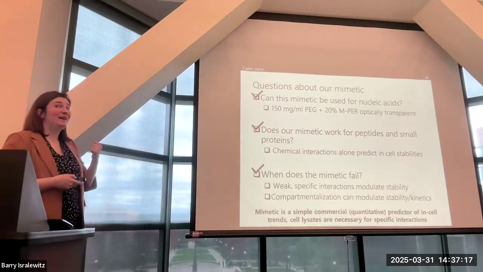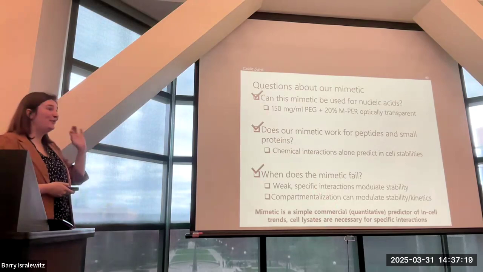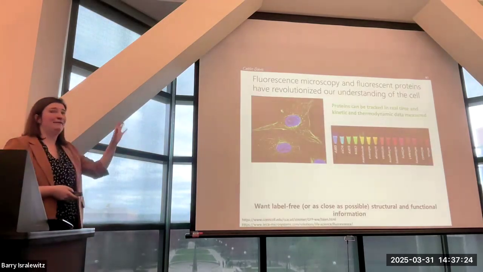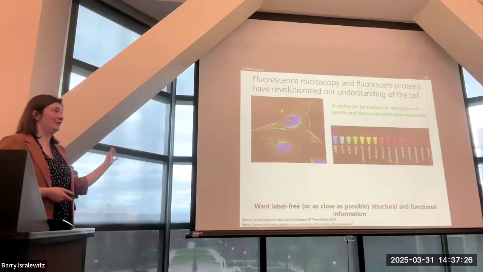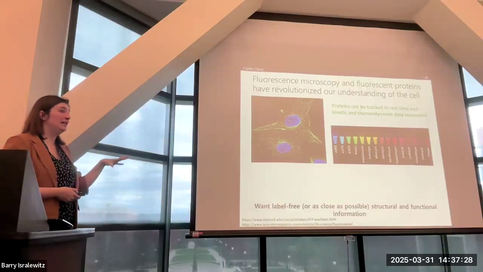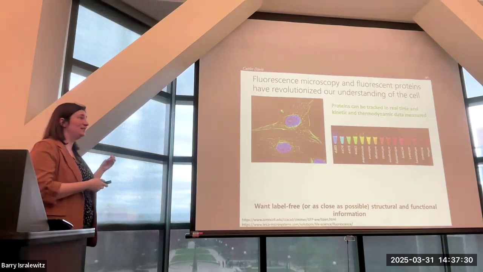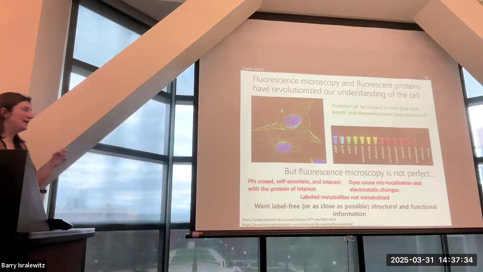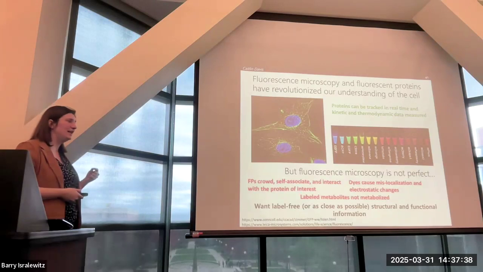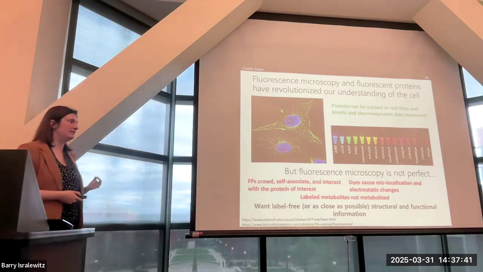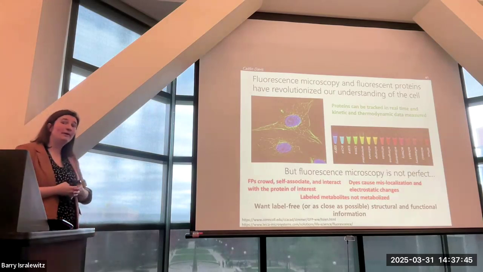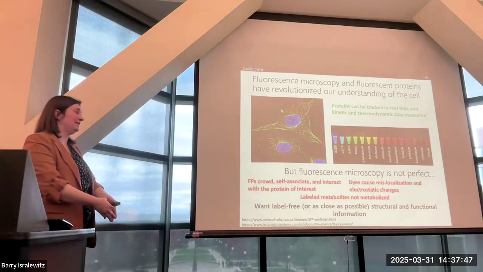So I wanted to use the rest of my time to talk about some of this unrelated stuff that we're working on. So fluorescence imaging and fluorescent proteins have revolutionized our understanding of the cell, right? Using these dyes and fluorescent proteins, we can track kinetics and thermodynamics in real time. But fluorescence microscopy isn't perfect, right? Fluorescent proteins can crowd, self-associate, and interact with a protein of interest. Our dyes can cause mislocalization. They're difficult to incorporate, and they can be difficult to introduce into the cell.